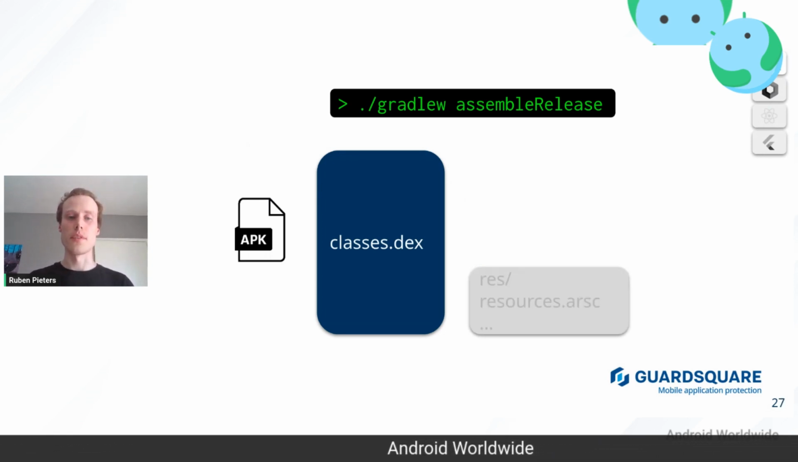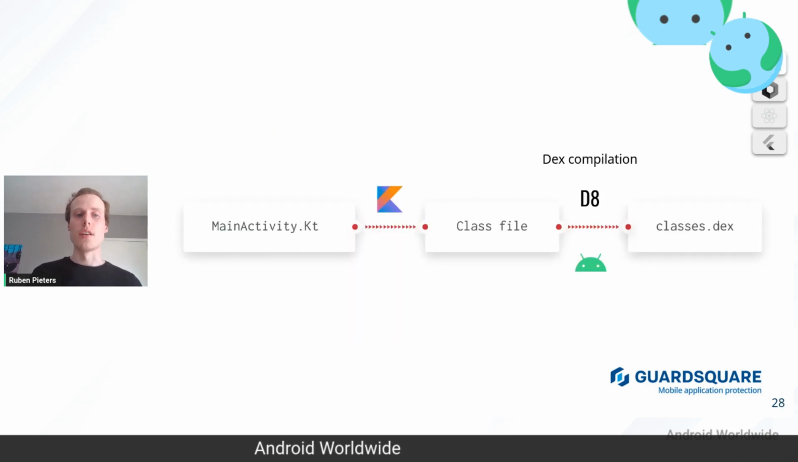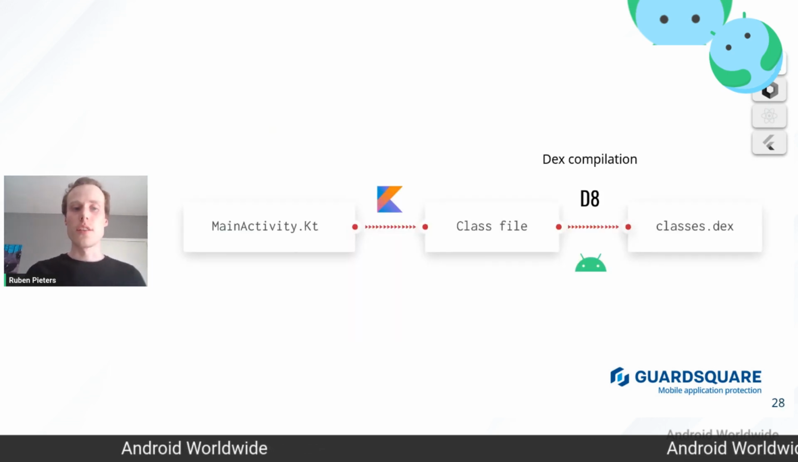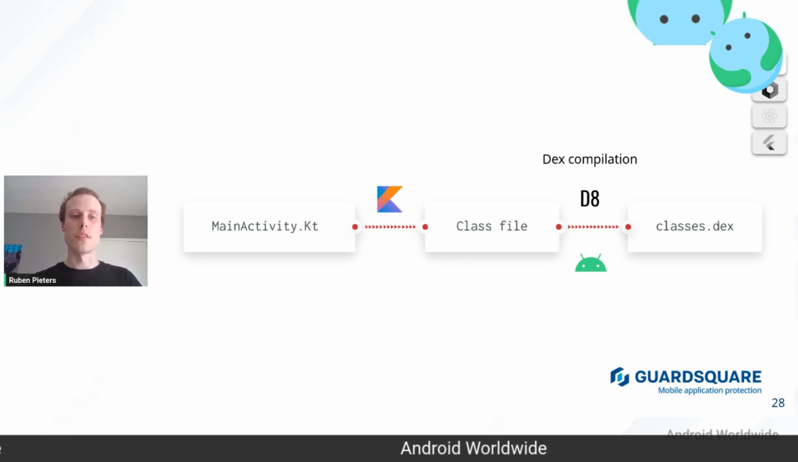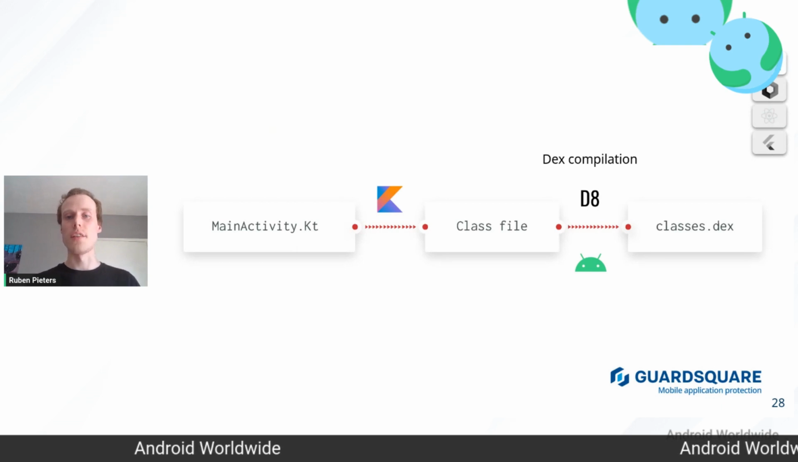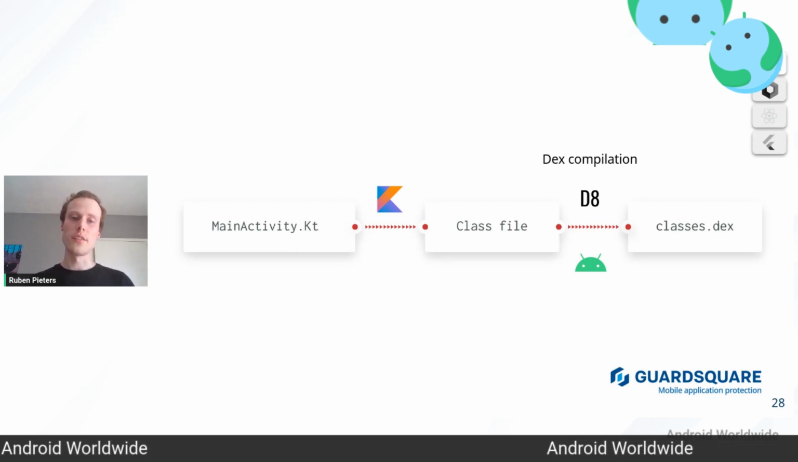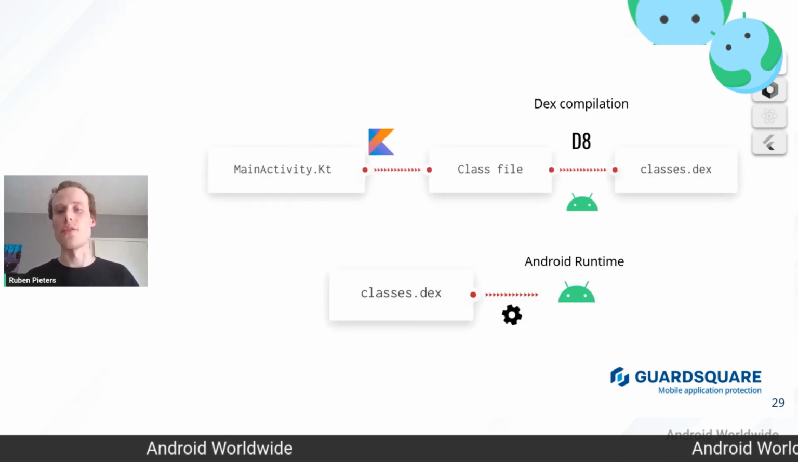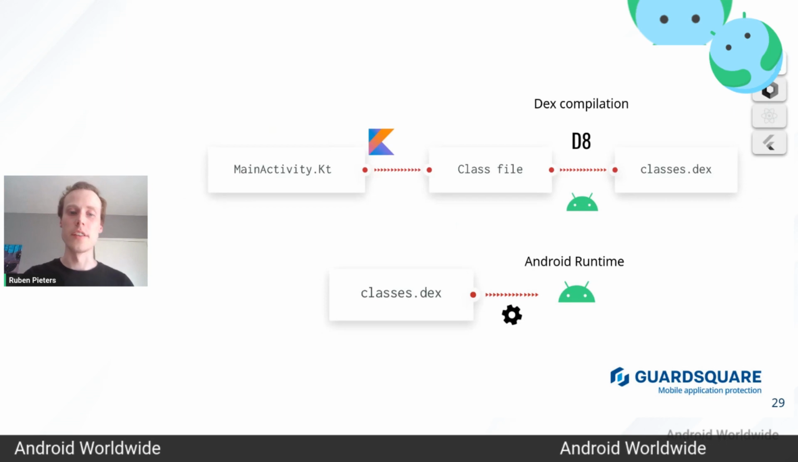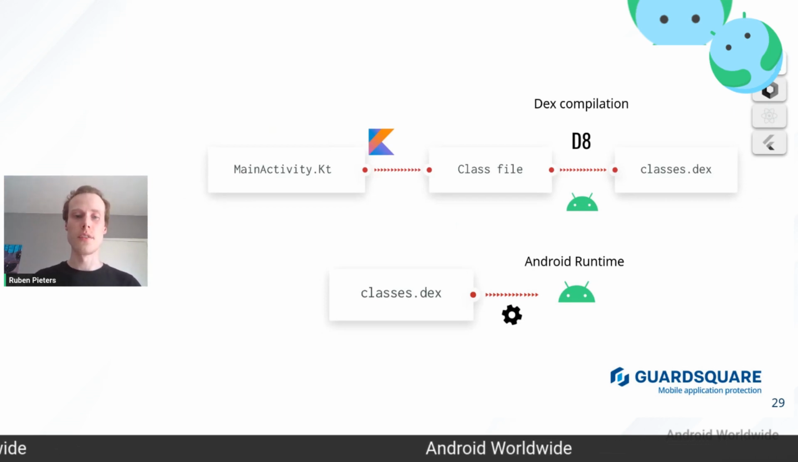So what has happened is that we have our Kotlin code. In this case, the app was created in Kotlin. The Kotlin compiler compiled the Kotlin code to class files, and then D8 will compile these class files into DEX files. And these DEX files are what the Android runtime understands, and is the actual code that is being run on your phone.